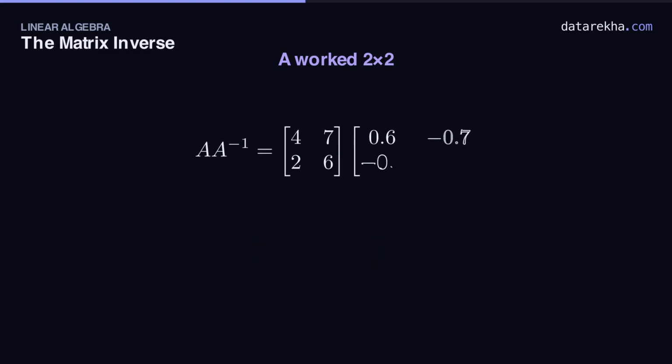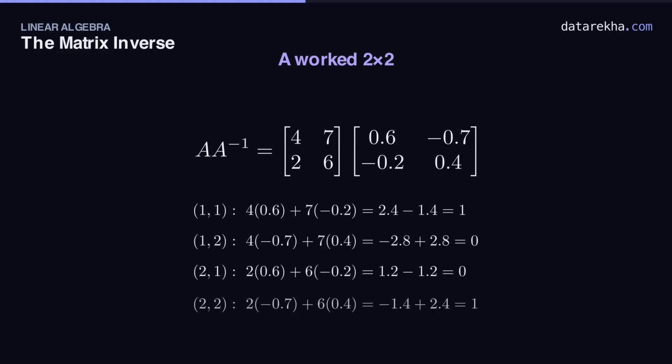Never just trust it. Verify it. Multiply A by the inverse we found, and we should land on the identity. Exactly. Top left? 4 times 0.6 plus 7 times minus 0.2. That's 2.4 minus 1.4, a clean 1. Top right cancels to 0. Bottom left cancels to 0. Bottom right gives 1. Ones on the diagonal, zeros off it. The identity exactly as promised. The inverse is correct.